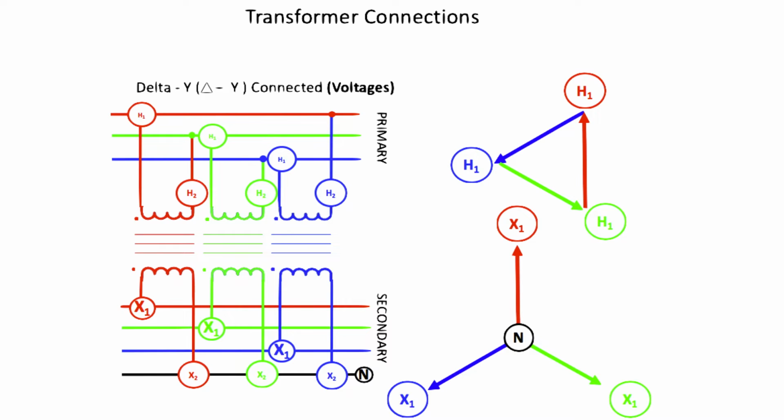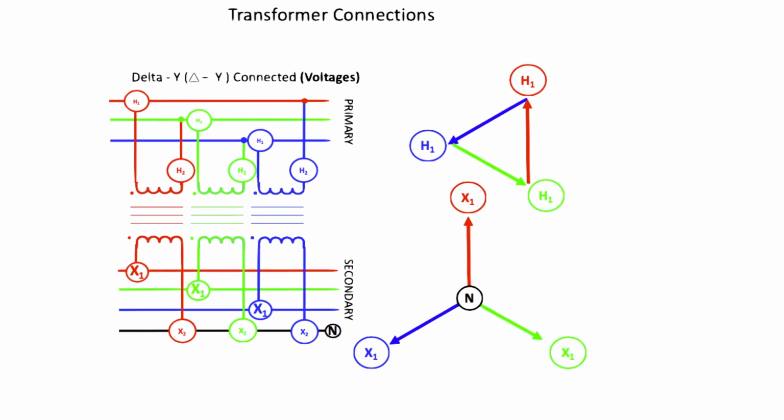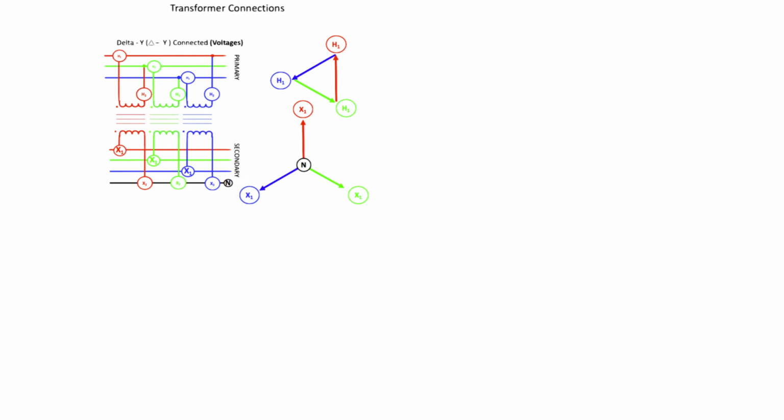I now want to develop a per-phase equivalent circuit for this type of connection. So I'm going to return to my voltage phasors here momentarily, and I'm going to shift everything to the upper left-hand corner so I can make some room for my equations, and we'll see where that takes us.